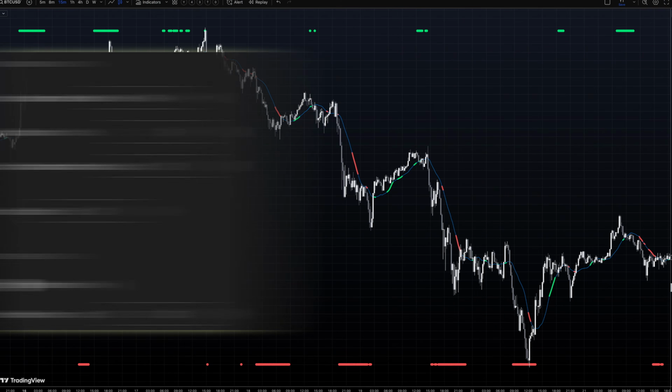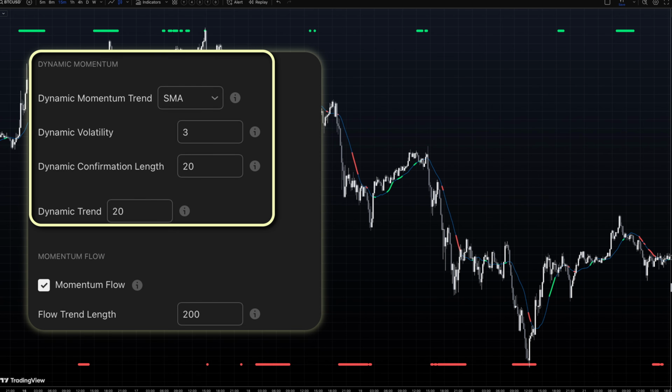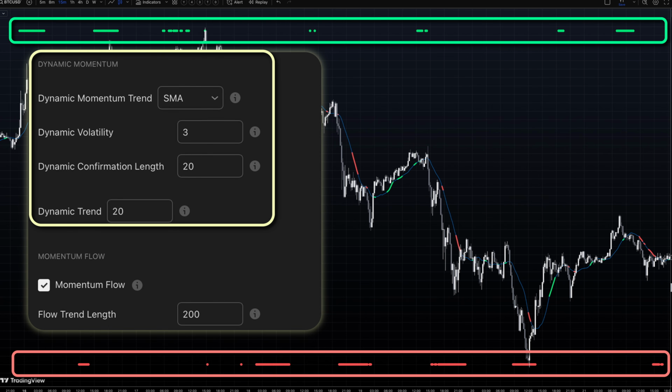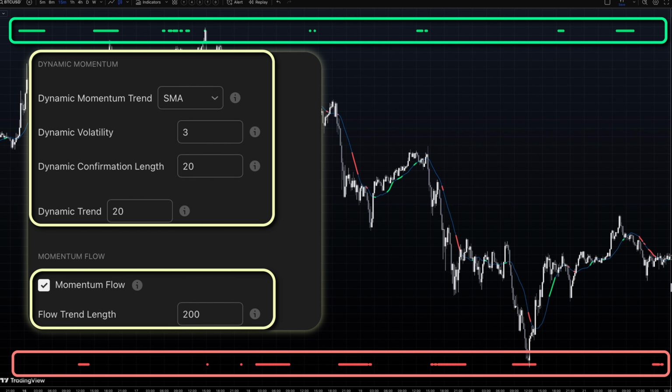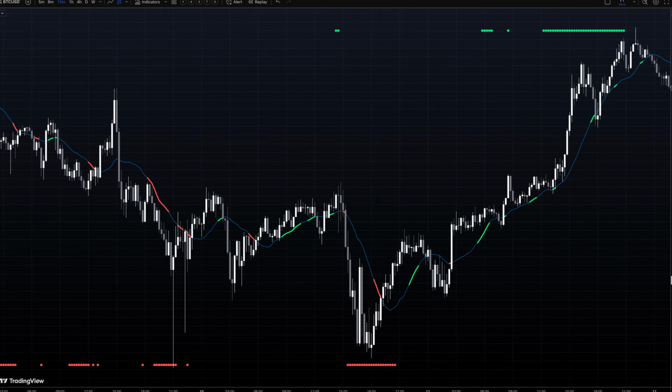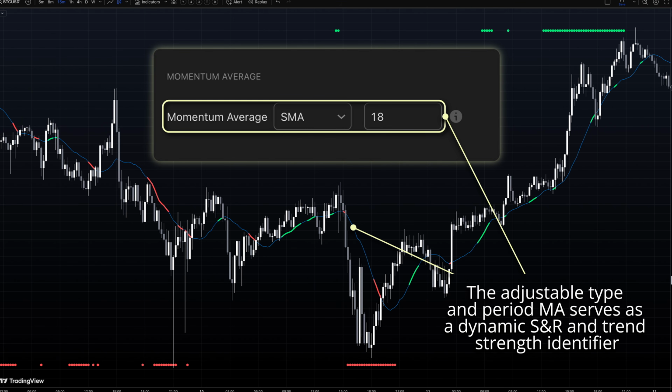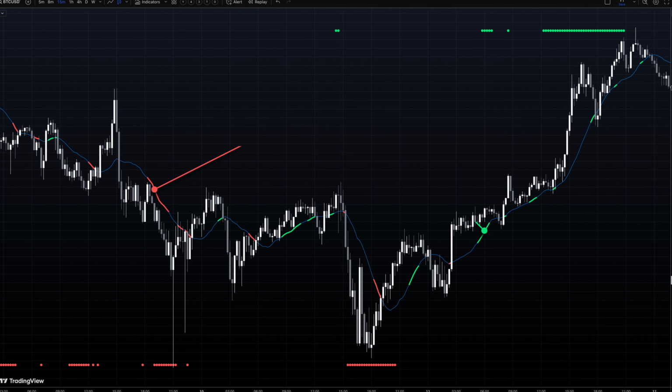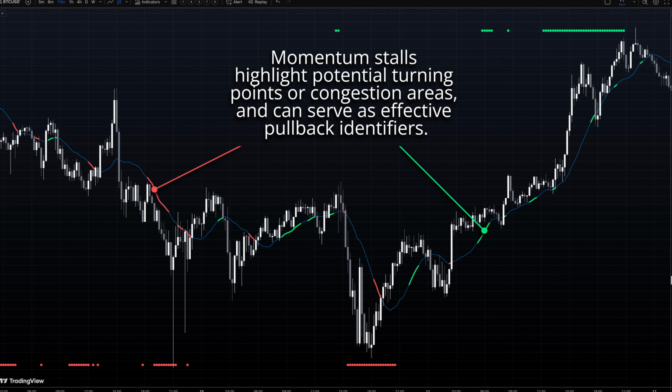It measures momentum using two key components: Momentum Dynamic, which identifies overbought and oversold areas, and Momentum Flow, which evaluates trend strength and potential continuation. The indicator visualizes momentum through color-coded moving averages, with green and red indicating different momentum states.